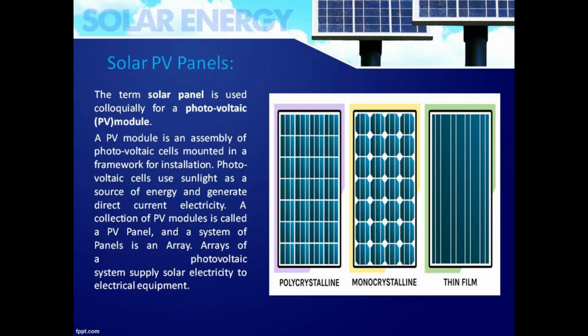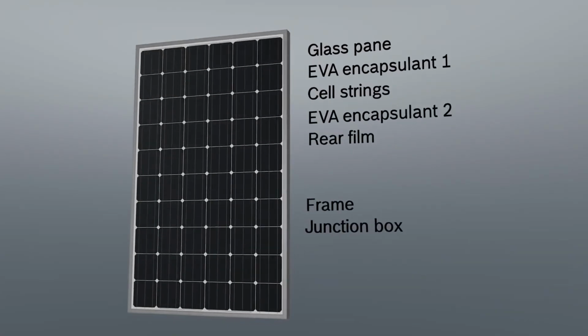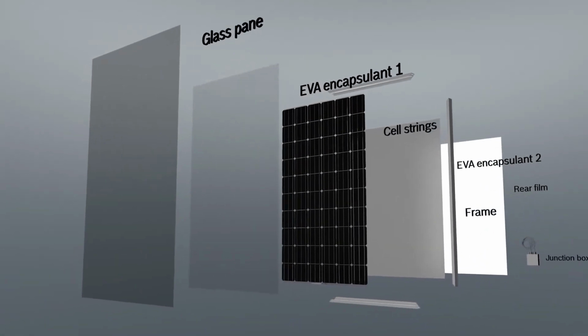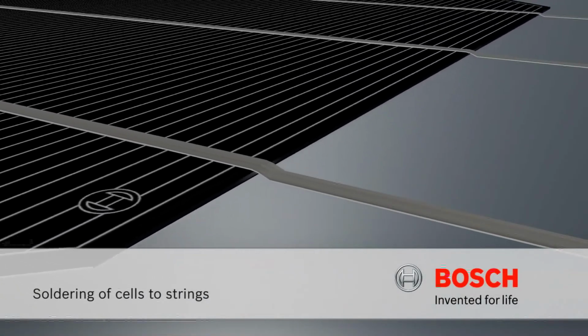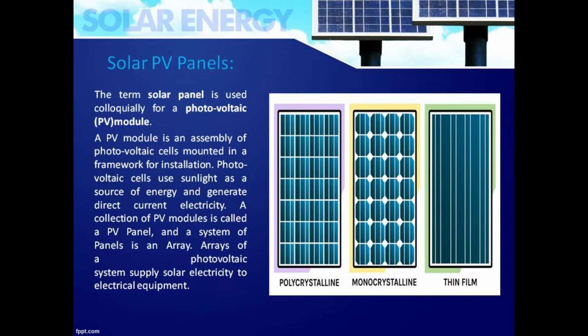Solar PV panels. The term solar panel is used colloquially for a photovoltaic PV module. A PV module is an assembly of photovoltaic cells mounted in a framework for installation. Photovoltaic cells use sunlight as a source of energy and generate direct current electricity. A collection of PV modules is called a PV panel, and a system of panels is an array. Arrays of a photovoltaic system supply solar electricity to electrical equipment.